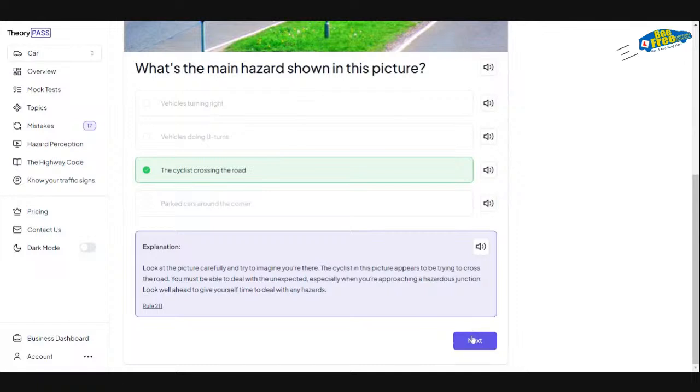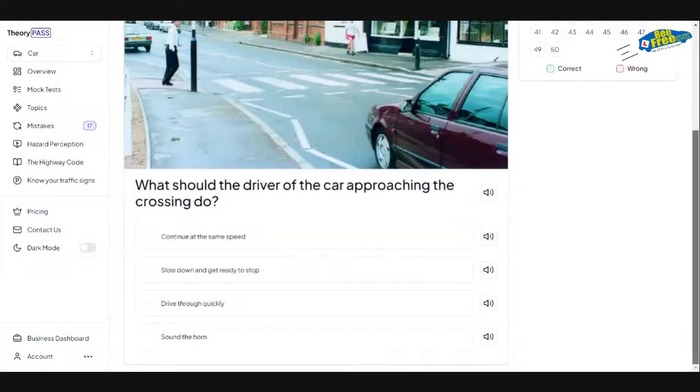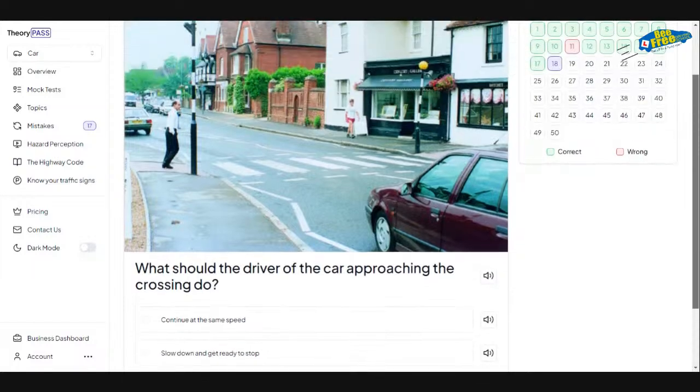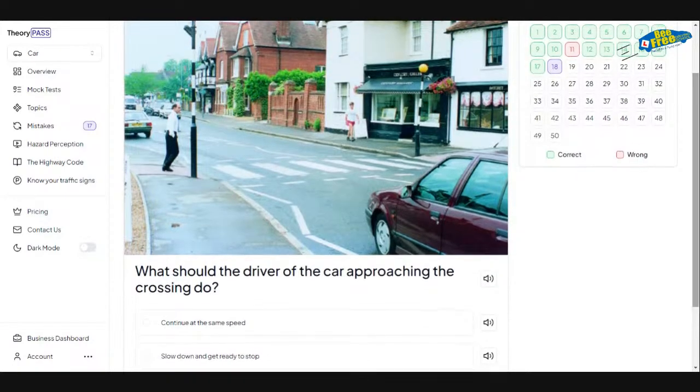Always try in a situation like this to imagine that you are in that picture, that you are the driver. So, what's this next one? What should the driver of the car approaching the crossing do?